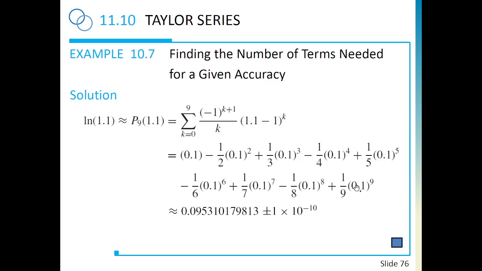So it's a lot of terms. Then I get the approximation using a calculator, obviously. I add all of these pieces, and I know that the error for this will be smaller than 10 to the power minus 10.